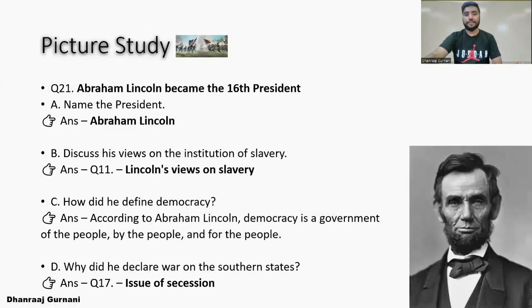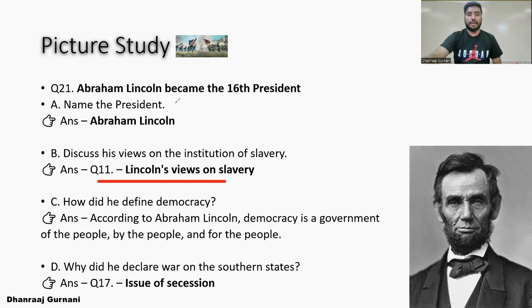Before we end the chapter, I brought a picture study for you. All these questions are repeated from before. We will just go through them for revision as a picture study. It has come in many school papers. The picture is obviously of Abraham Lincoln, the president. Second one, discuss his views on the institution of slavery. This is the same as question number 11, Lincoln's view on slavery.